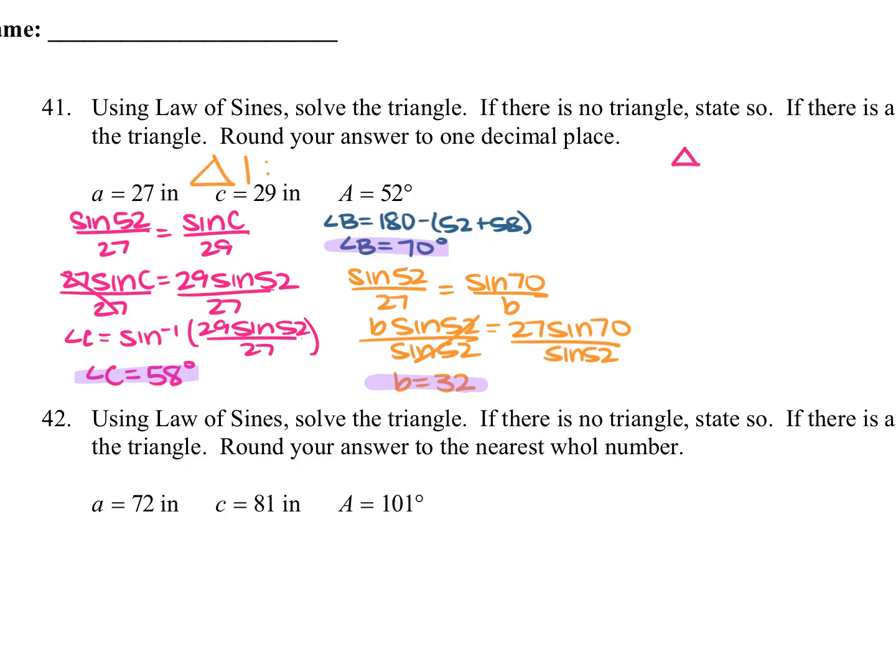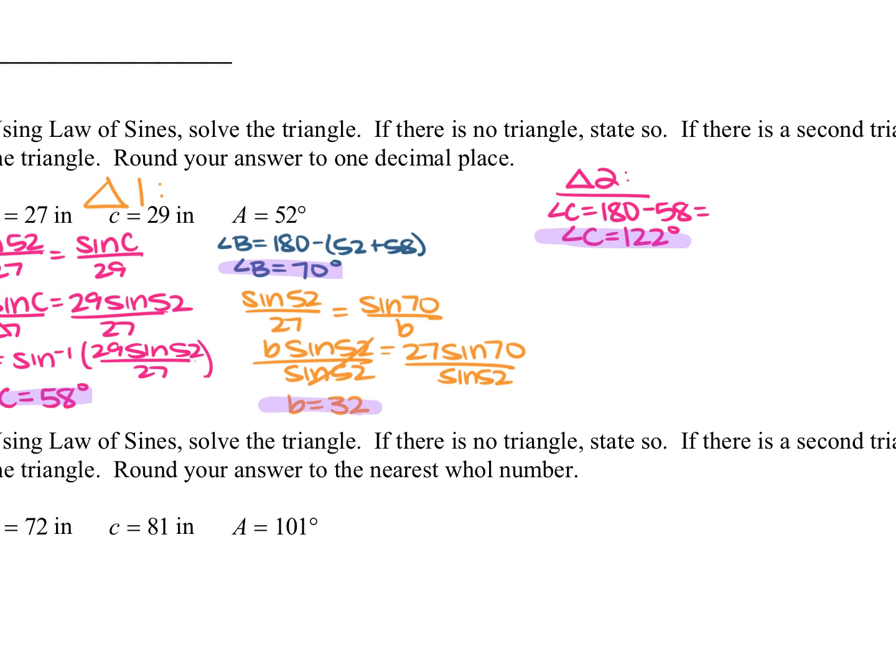For triangle 2, you are going to take what you got for angle C, subtract it from 180 to get your new angle C. So it's 180 minus 58. So angle C is 122 degrees. Then you are going to find angle B. So 180 minus 122 plus 52, which gives us an angle B equaling 6 degrees.